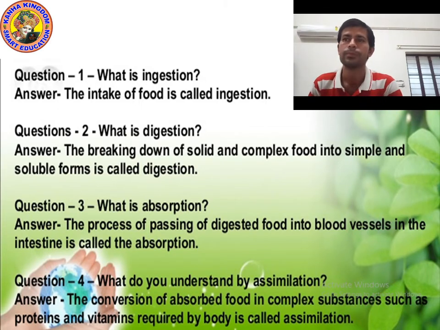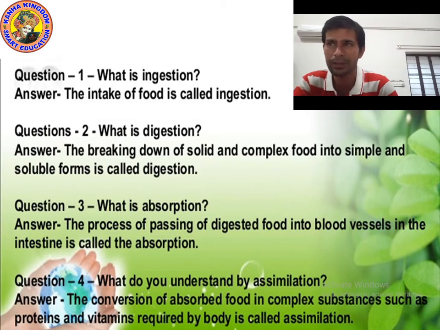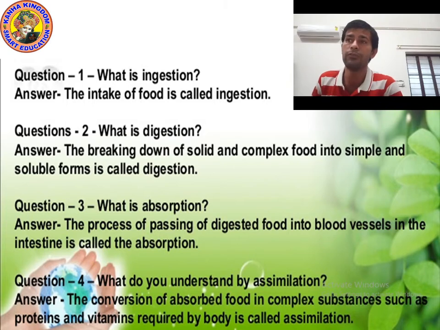Question number 4. What do you understand by assimilation? Yes, after digestion, after absorption, what happens? Assimilation occurs. So what is assimilation? The conversion of absorbed food into complex substance such as protein and vitamin required by body is called assimilation.